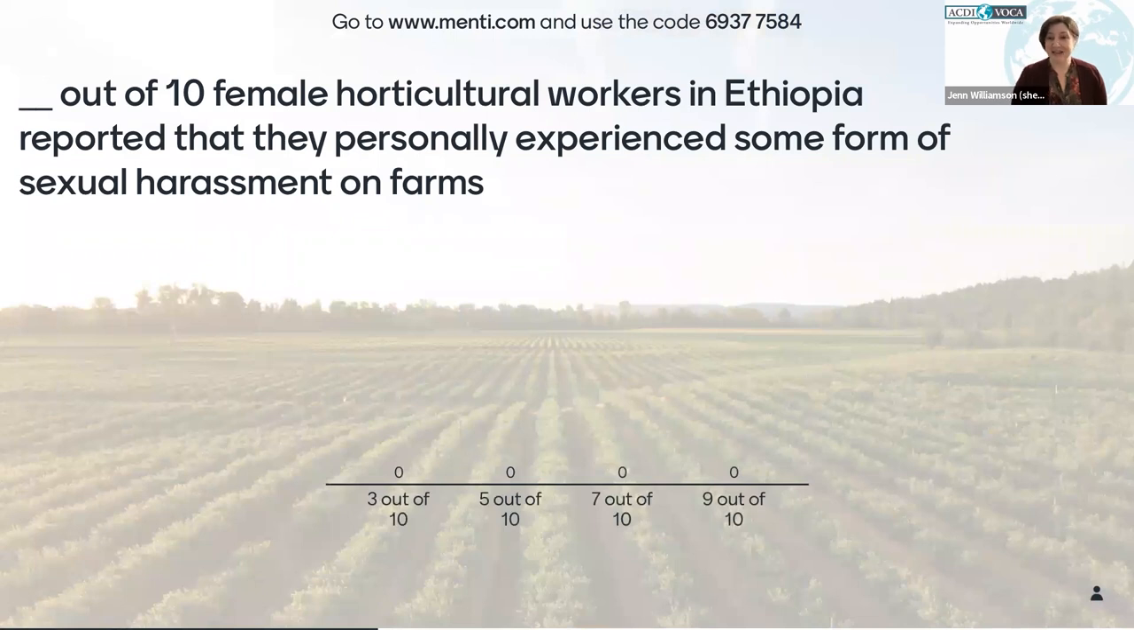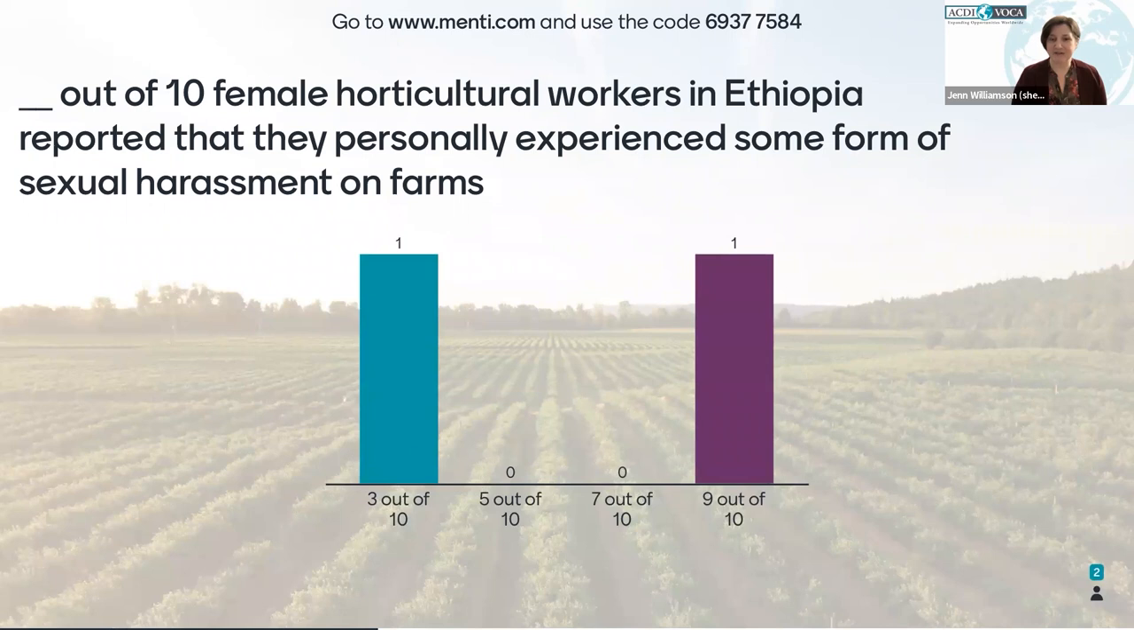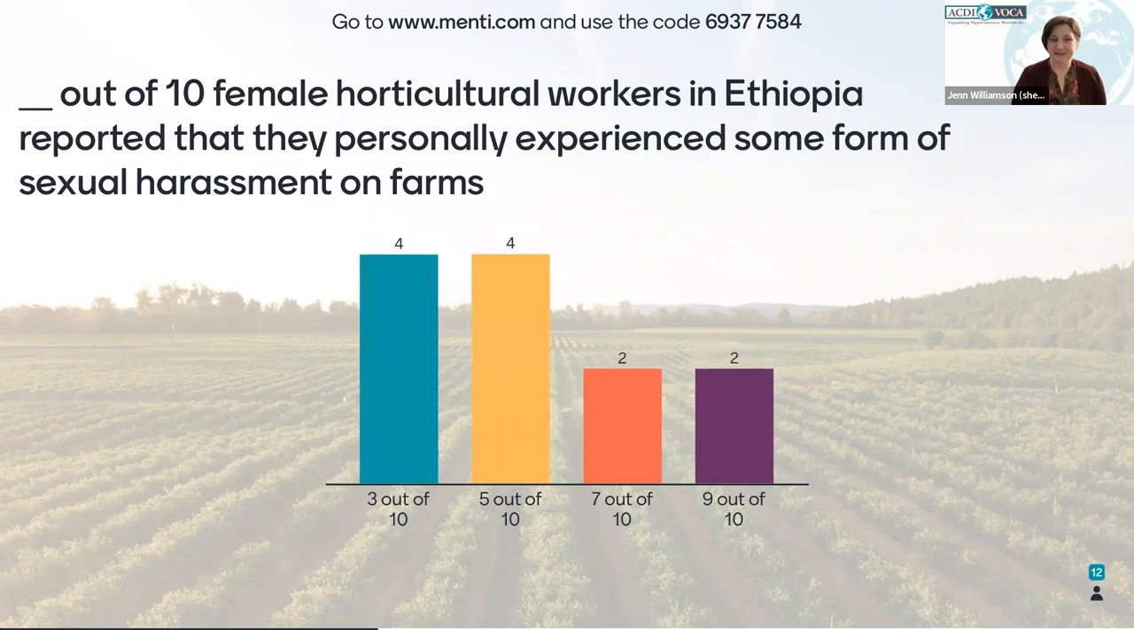All right. In a study of female horticultural workers in Ethiopia, how many out of 10 do you think reported that they personally experienced some form of sexual harassment while working on the farm? 3 out of 10, 5 out of 10, 7 out of 10, or 9 out of 10? Give people a few more minutes, or another minute.